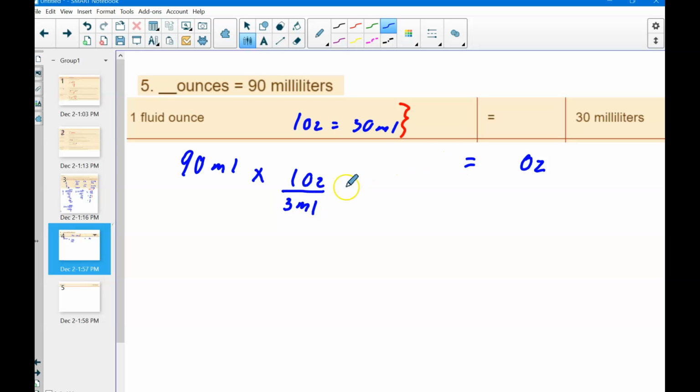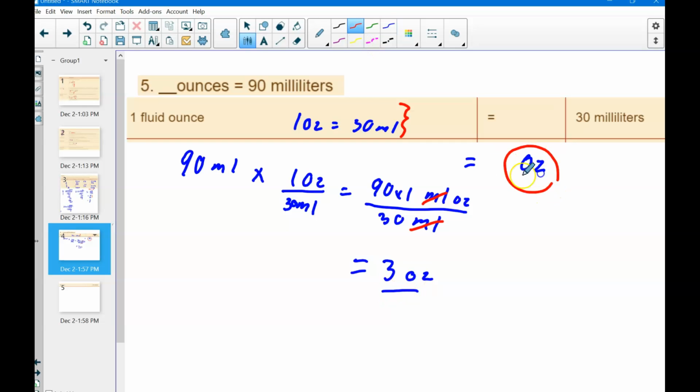If you want to see the actual calculation, it's going to look like this. 90 mils times 1 ounce divided by 30 mils. When you set it up like that, you'll see easily the mils will cancel. And 30 goes into 90 three times. And we have 3 ounces. And it's exactly the unit that we wanted to end up with. Make sense?